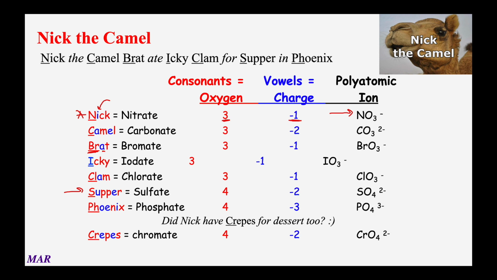Here's our friend sulfate from before. Supper is sulfur. There's 4 consonants, so that means 4 oxygens, and there's 2 vowels, a U and an E, so sulfate is SO4 2-. And if you want, you can say that he also had crepes for dinner, which helps with chromate. It's up to you how far you want to go with this, but anyway, just realize this is one way that people have had good success in learning these things in the past.